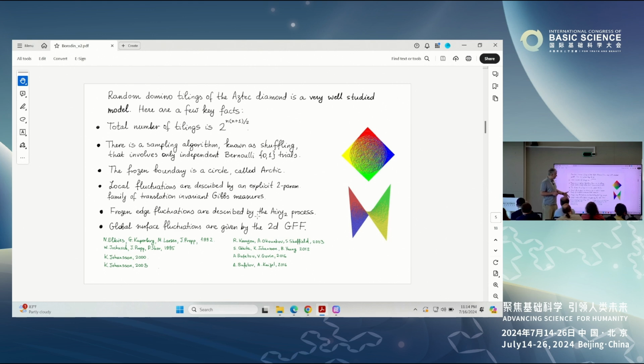And then there are various questions one can ask at different scales. One can ask about the fluctuations of the boundary of this circle that people call the Arctic Circle. And the boundary actually fluctuates according to the Tracy-Widom distribution, which is a distribution coming from random matrix theory. There's a connection to random matrix theory. So this is a very well-studied playground.